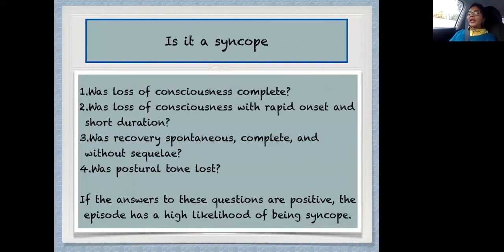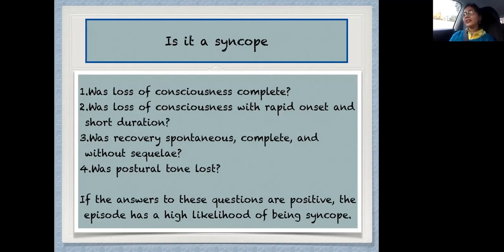So, again, your history checklist: you have to ask whether the loss of consciousness was complete, was it with a rapid onset and short duration, which is classical cardiac, was recovery spontaneous, complete, and without sequelae. That is classically used to differentiate from seizures, where you will have a post-ictal phase and loss of postural tone. So that is also classically associated with syncope. If the answers to these questions are positive, the episode has a high likelihood of being syncope.